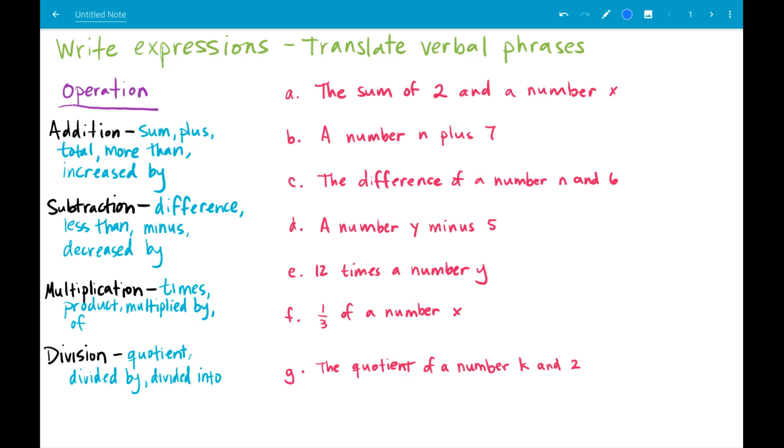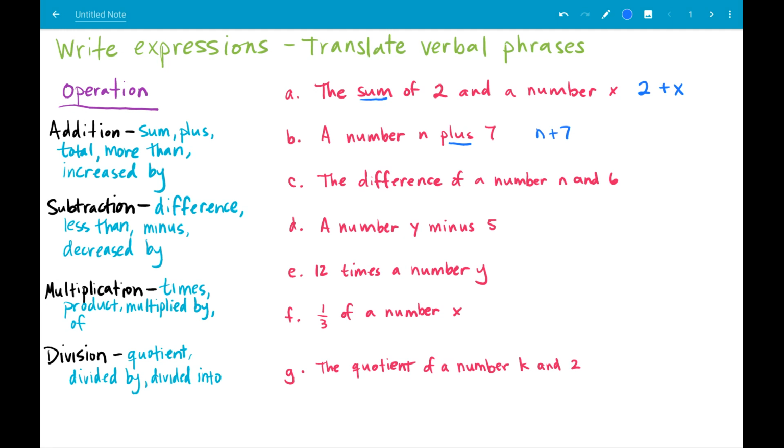So an example, letter A, it says the sum of 2 and a number x. So the word sum indicates that I'm talking about addition. So it says I'm adding 2 and a number x. So this is just 2 plus x. Look at example B. It says a number n plus 7. So again, plus means that I'm adding. So this just becomes n plus 7.